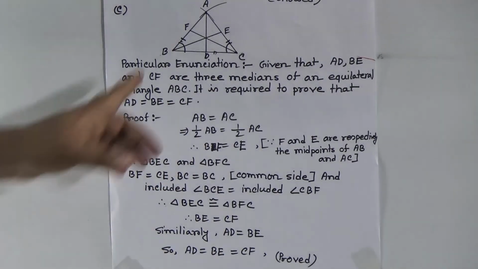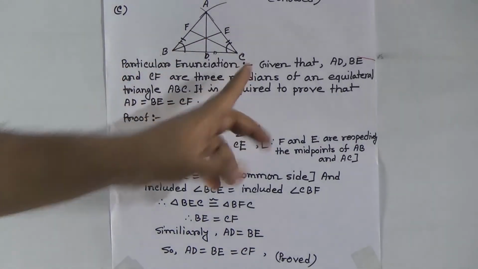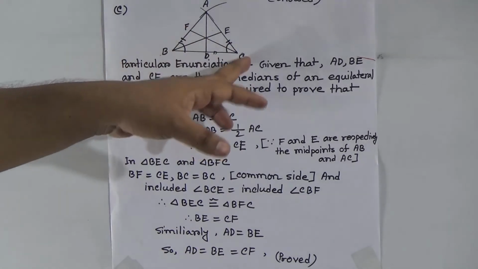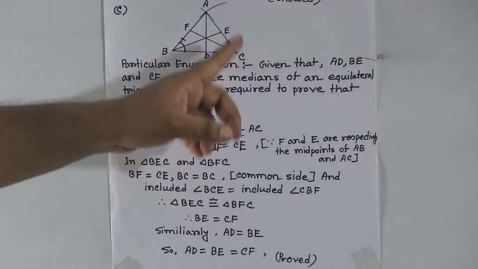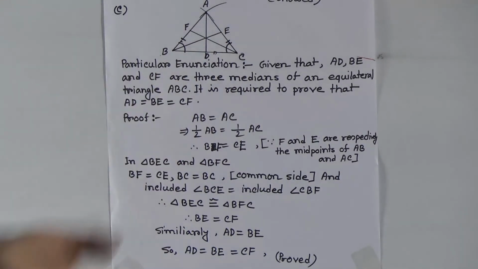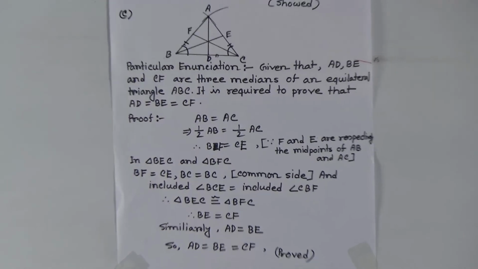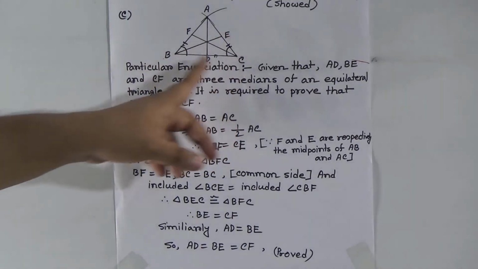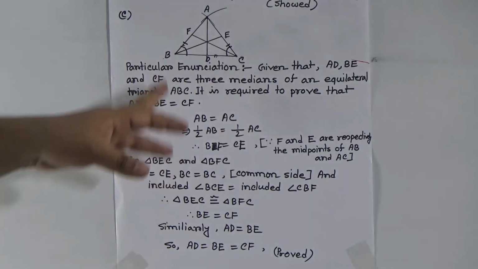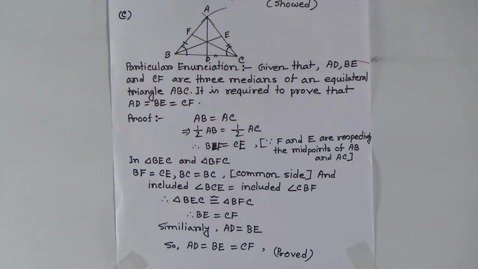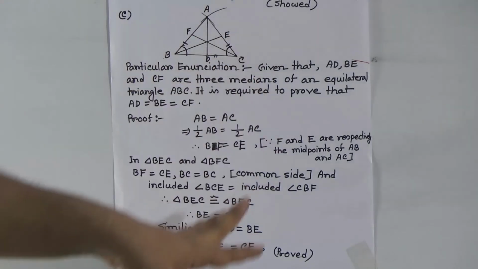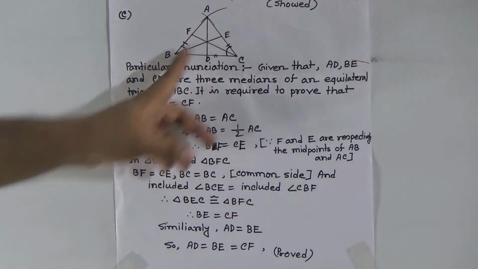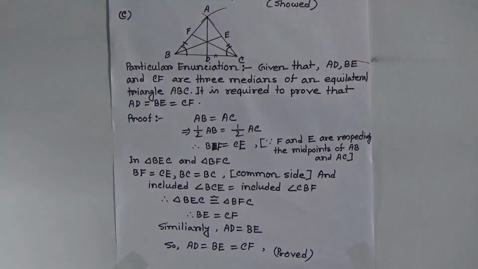Now we compare two triangles BEC and BFC. From these two triangles we notice BF equal CE and BC equal BC. Why? Because BC is common side of both triangles, and included angle BCE equal to included angle CBF. As two sides and included angles are equal, so we can say these two triangles are congruent. That means triangle BEC congruent to triangle BFC. So we can say BE equal CF. That means two medians are equal. After that we prove the same way the median AD equal to median BE. So from these two statements we can write AD equal BE equal CF. Proved. I hope you have understood, dear students.